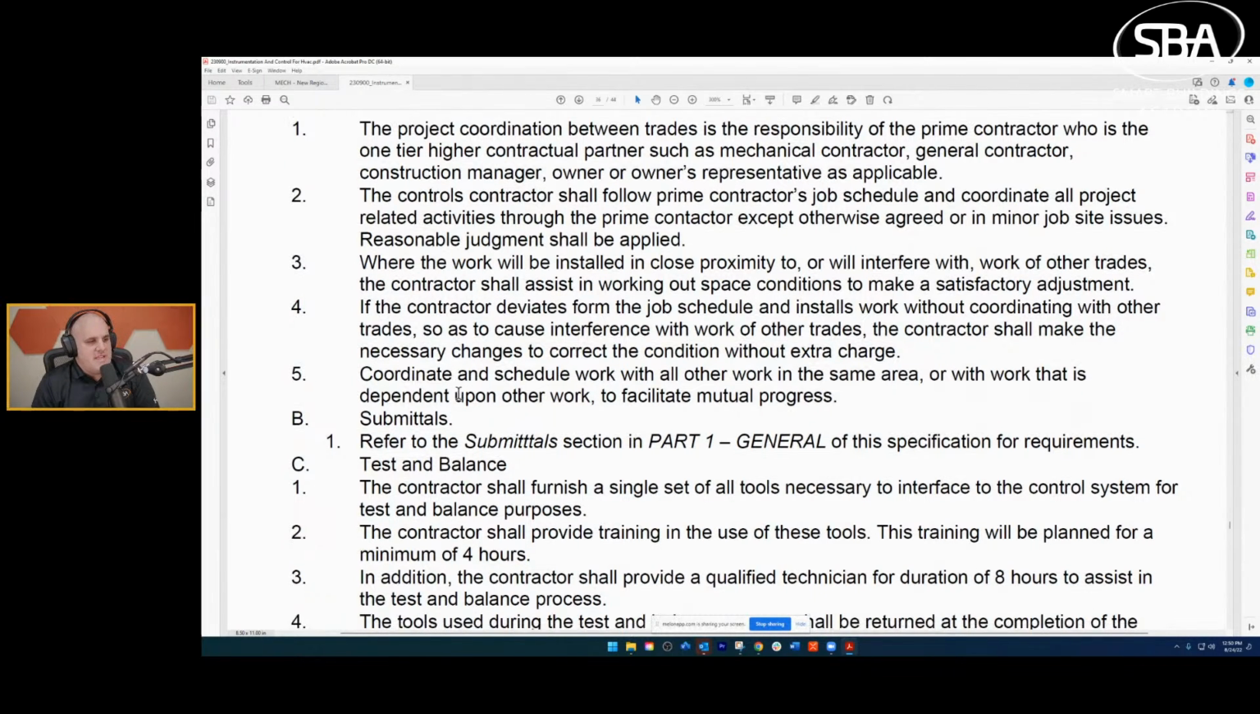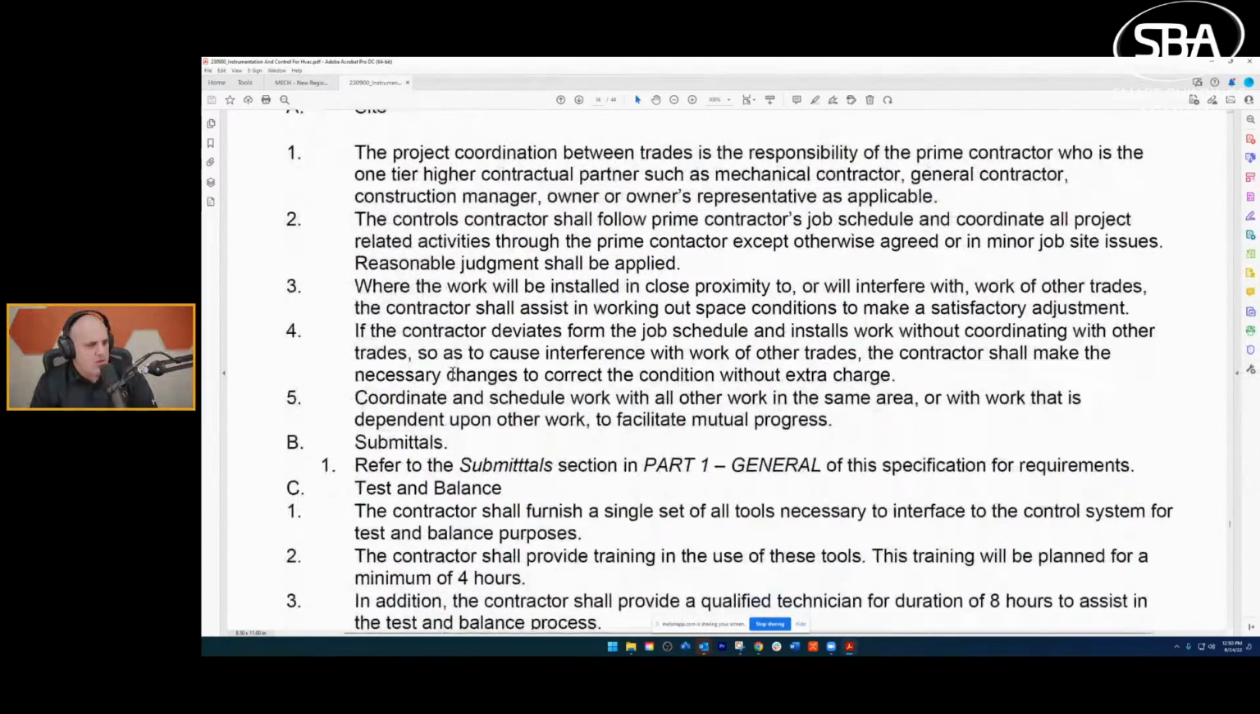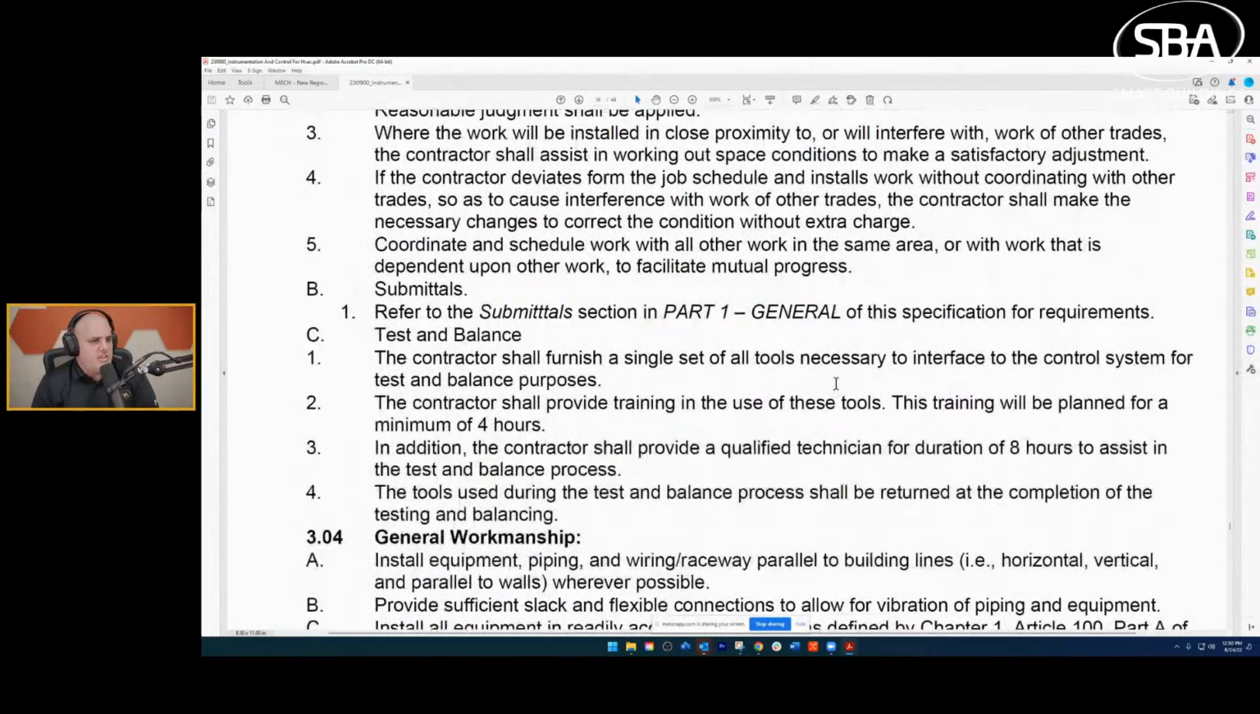All right. Test and balance. Where did that go? There it is. All right, so what do we need to do? This means we've got a single set of tools, so we need to provide a laptop. We need to train them on that laptop. And, oh, there it is, right there. Shall provide a technician for the duration of 8 hours to assist in the process, right?